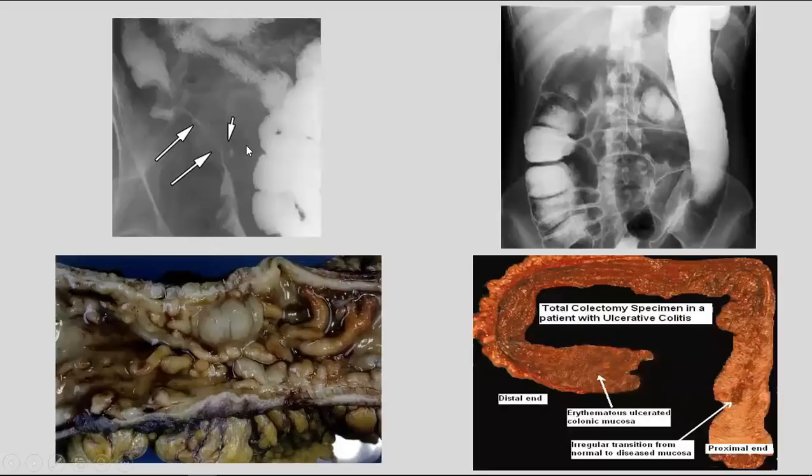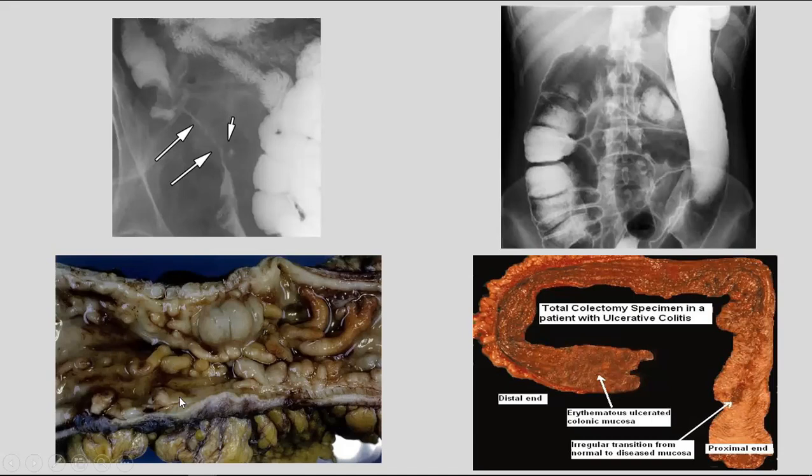Here you have the picture. So this side is Crohn's disease, where you can see this string sign because of the stricture, whereas here you have the lead pipe appearance. Here you have the normal intestine where you can actually see the haustra, but here, because the haustra are completely lost, you can see this lead pipe sign, which is very, very characteristic of ulcerative colitis.